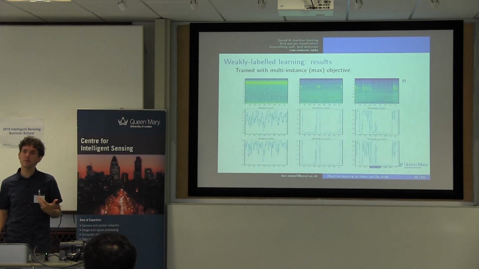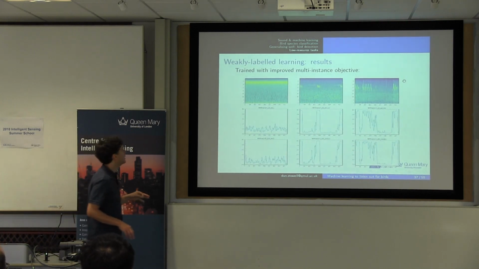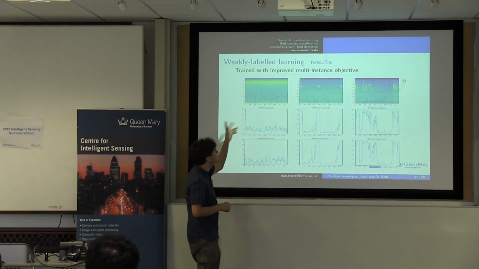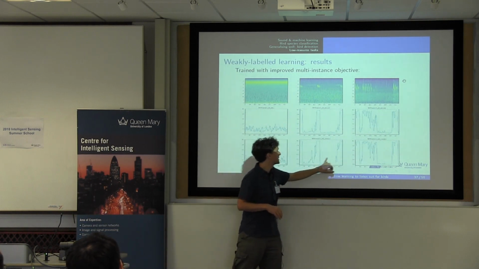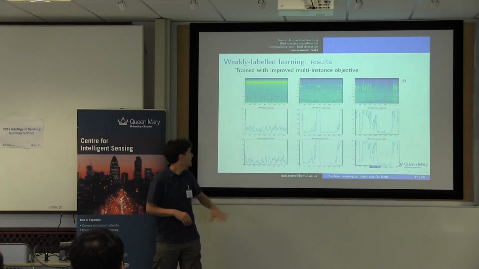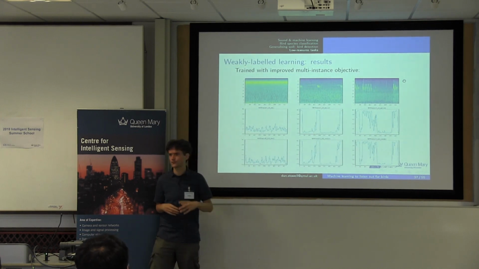But with the exact same amount of training, just with the slightly tweaked loss function, we can get much clearer training with this improved multi-instance objective. So for these positive examples, again you see that it's spiking at the right time. In this negative example, it's doing a lot better.